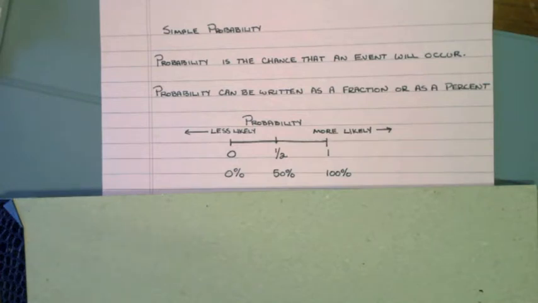If it's a 1, that's like a 100% chance of it happening. If it's a 0, it's a 0% chance. If it's 1/2, that could be translated into a 50% chance of it happening. On all these problems, we're going to write the probability as a fraction.